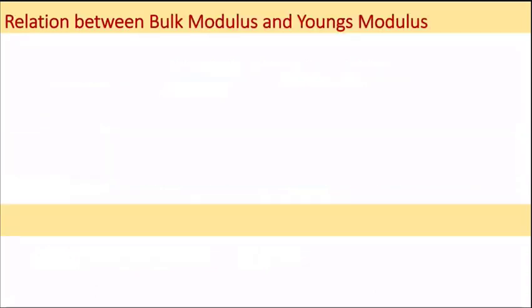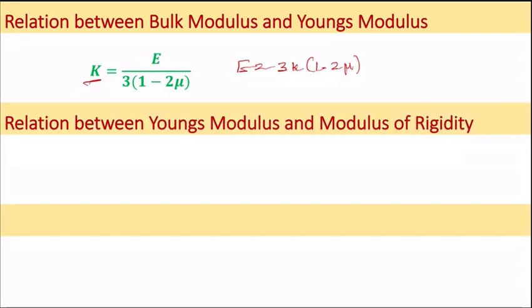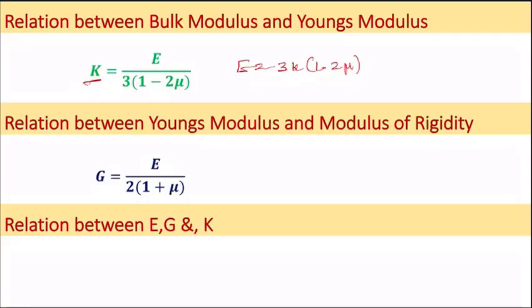This is the formula. Next, let's see the relationship between the bulk modulus and Young's modulus. Here bulk modulus is K and Young's modulus is E. E equals 3K into (1 minus 2 mu). By using this formula, we can calculate unknown values. Next, the relationship between Young's modulus and modulus of rigidity: E equals 2G into (1 plus mu). Next, the relation between Young's modulus, bulk modulus and shear modulus: E equals 9GK divided by (3K plus G).